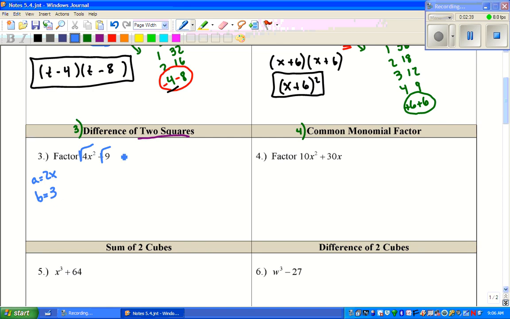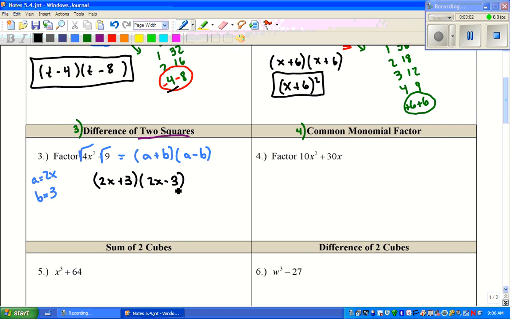So when you have the difference of two squares, you can write it out like this: A plus B, and then A minus B. So I'm just going to take my A term and my B term and put them in here. My final answer for this one is going to be 2x plus 3, and then I'm also going to have 2x minus 3.